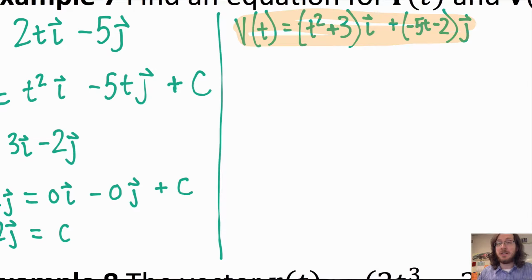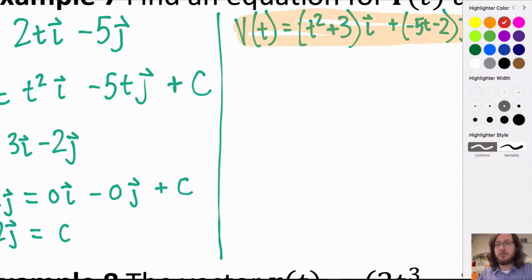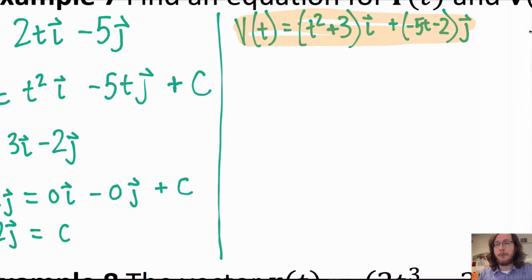Okay, but they also asked for the position vector. So let's take that velocity vector, and let's integrate to find our position vector, our r of t.